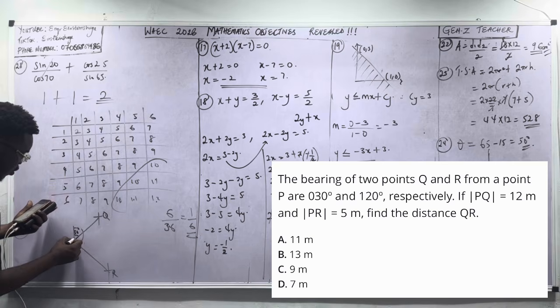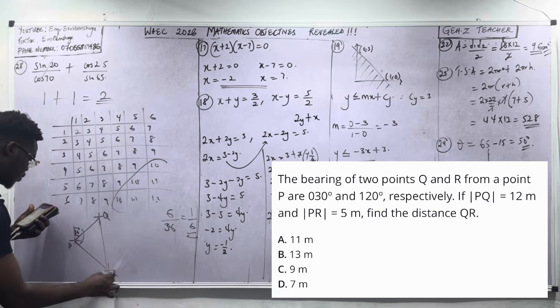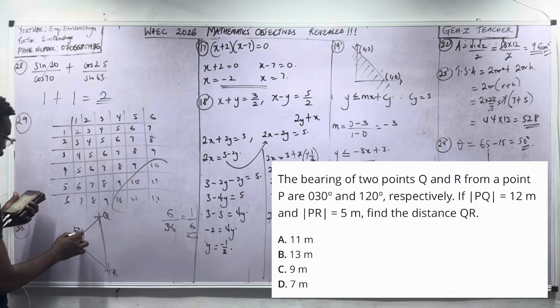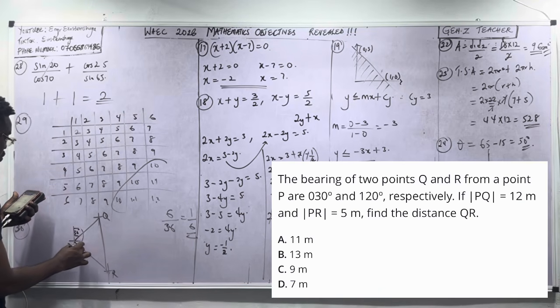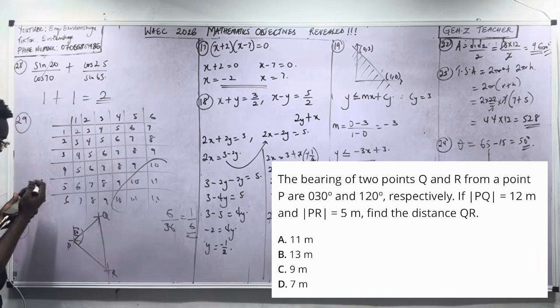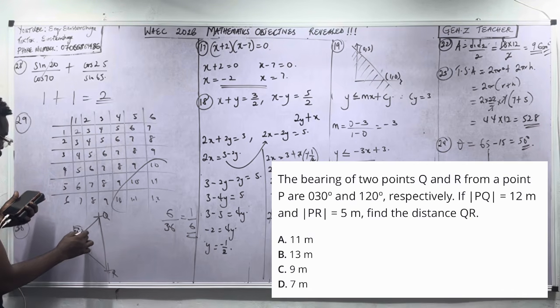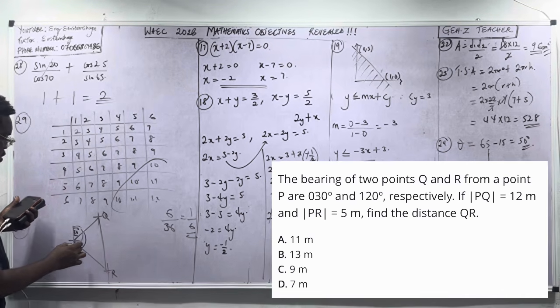Now remember we can connect these dots. Let's see what we can do from here. We have 30 over here, and from here to here is 120. So if here to here is 30 and here to here is 120, what should be inside here? 120 minus 30 should be 90.